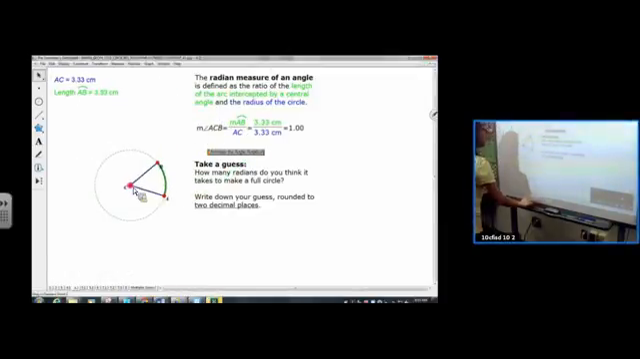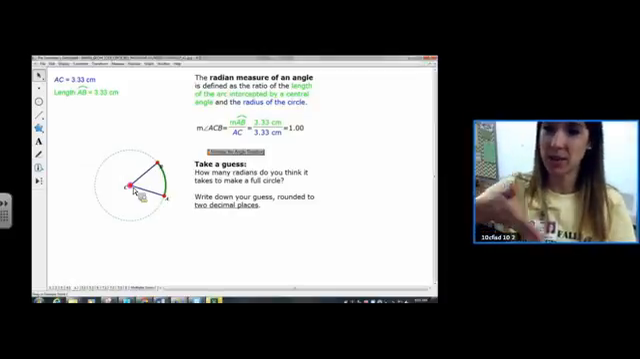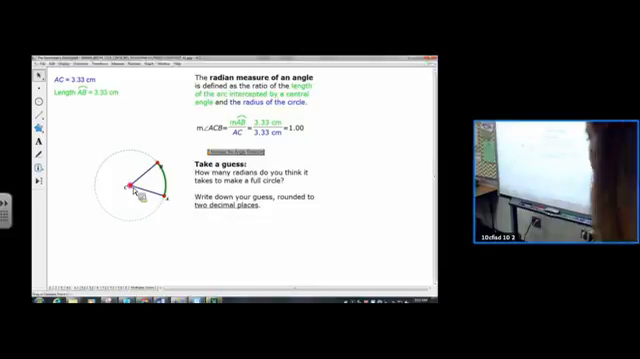Do you also see how the units cancel? 3 centimeters divided by 3 centimeters, the centimeters cancel, and that's why it's unitless. All right, let's do it.